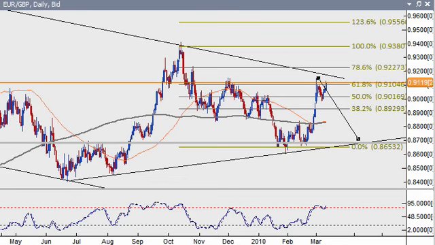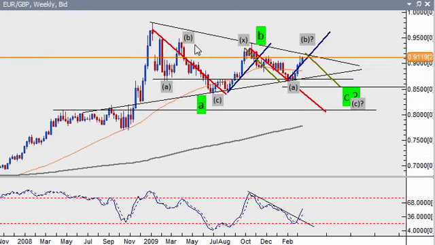If you look at the weekly, actually, this is a better picture of the different scenarios. You see a break above could happen, or a break below with a conservative projection here to 0.85 and a more aggressive projection here to 0.81. A break above has first a resistance near 0.94 and ultimately a swing projection to 0.96. Okay, so that's the euro-pound with its different scenarios.